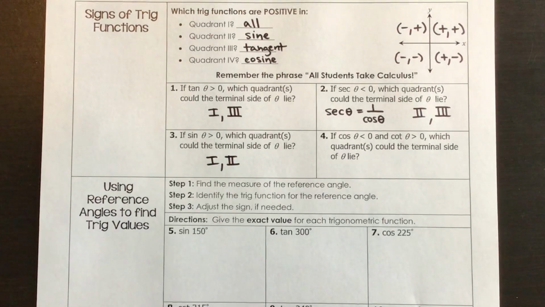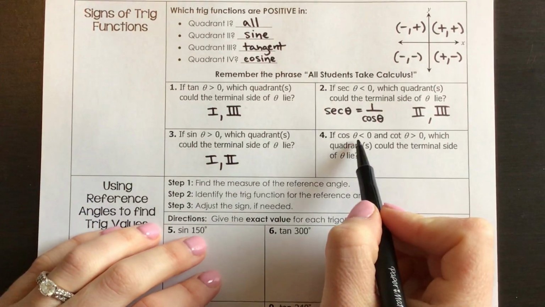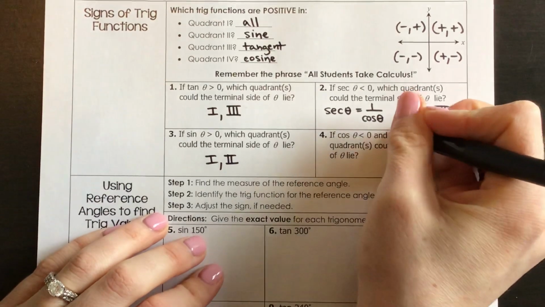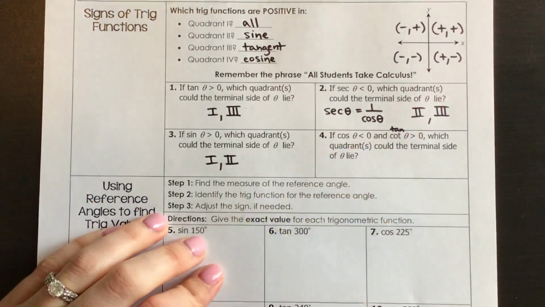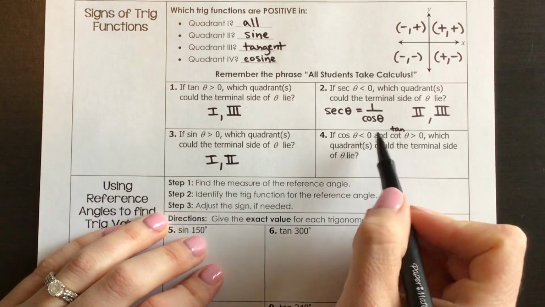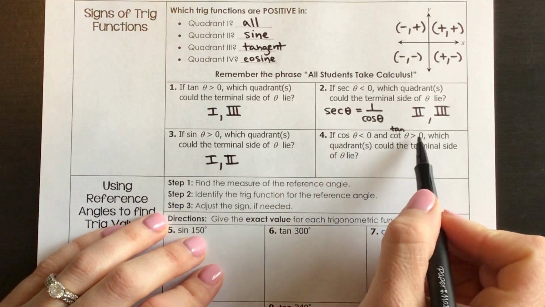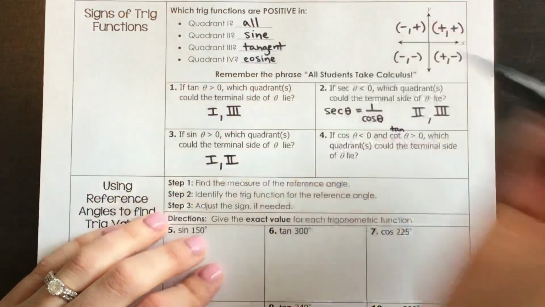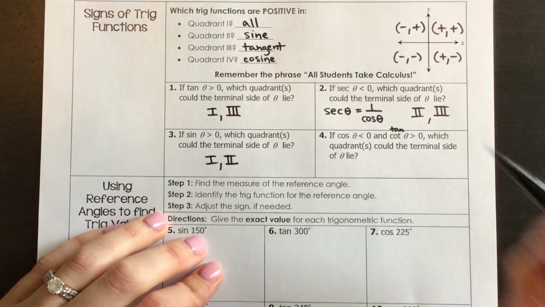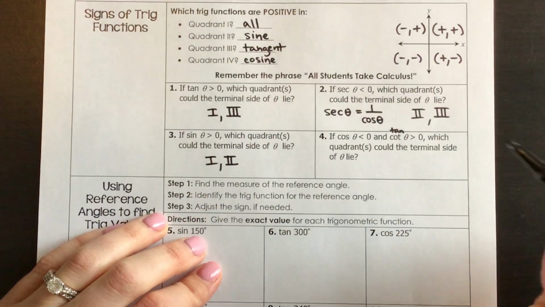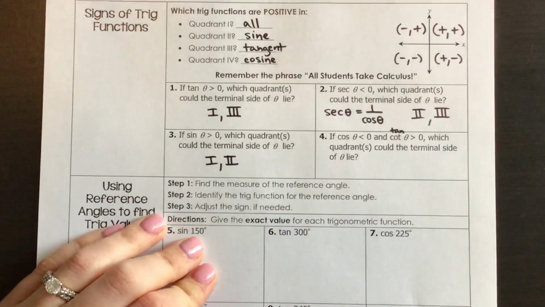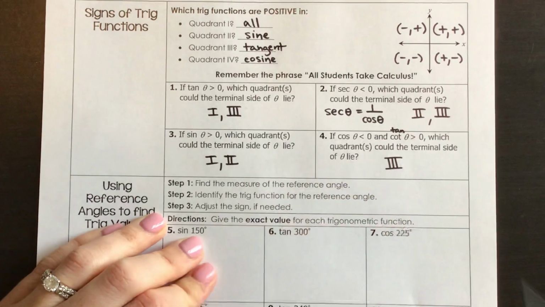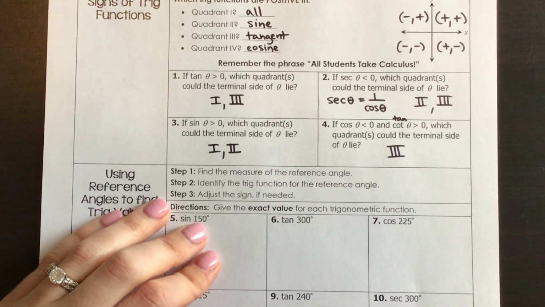And finally, number 4, kind of a double here. If you know that cosine's negative and you know that cotangent is positive. So cotangent is the reciprocal of tangent. So you're basically asking cosine's negative and tangent's positive. So cosine is negative in quadrant 2 and quadrant 3. Tangent is positive in quadrant 3 and 1, but we already kind of narrowed ourselves down to 2 and 3. So this would just be quadrant 3, where both of those two things are happening at the same time.